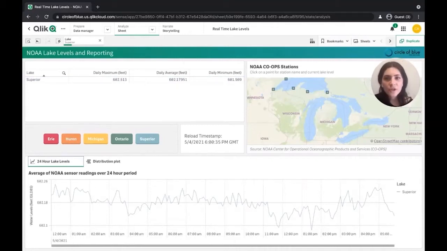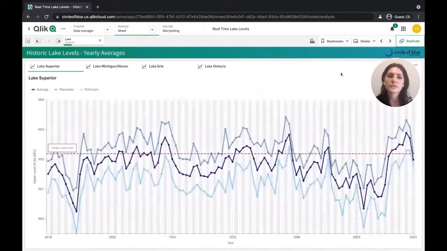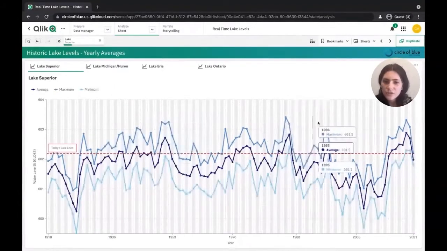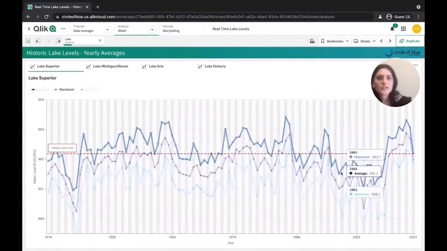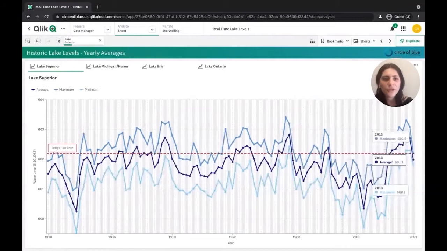All right, so that is today's current lake levels, and what we really want to do is contextualize that in the history of Lake Superior lake levels. So this next graph is going to show distribution over the past 100 years of yearly average lake levels. As you can see, it's been fluctuating a lot quicker in the last 20 or so years. And recently a story has been published through Circle of Blue and our Great Lakes Collaborative that's highlighted this fluctuation and attributed it to climate change.